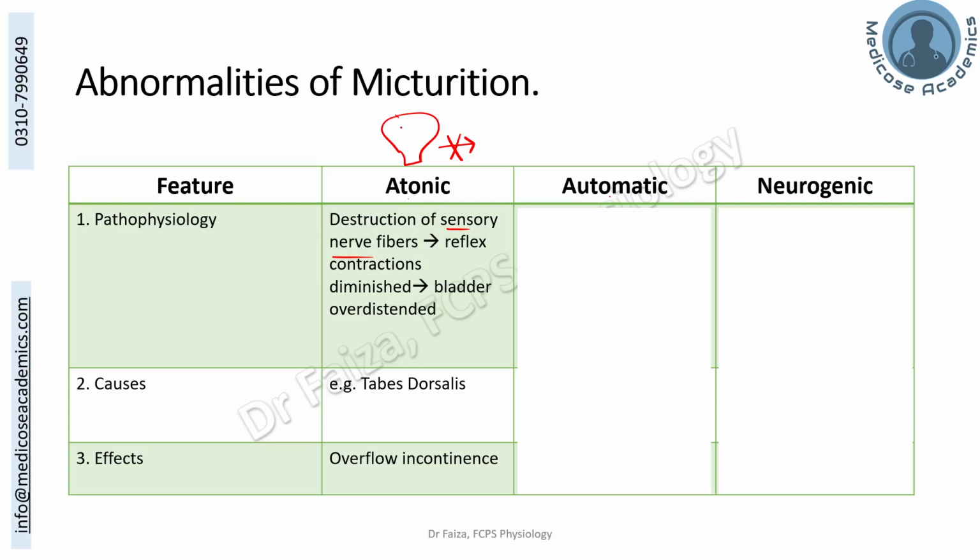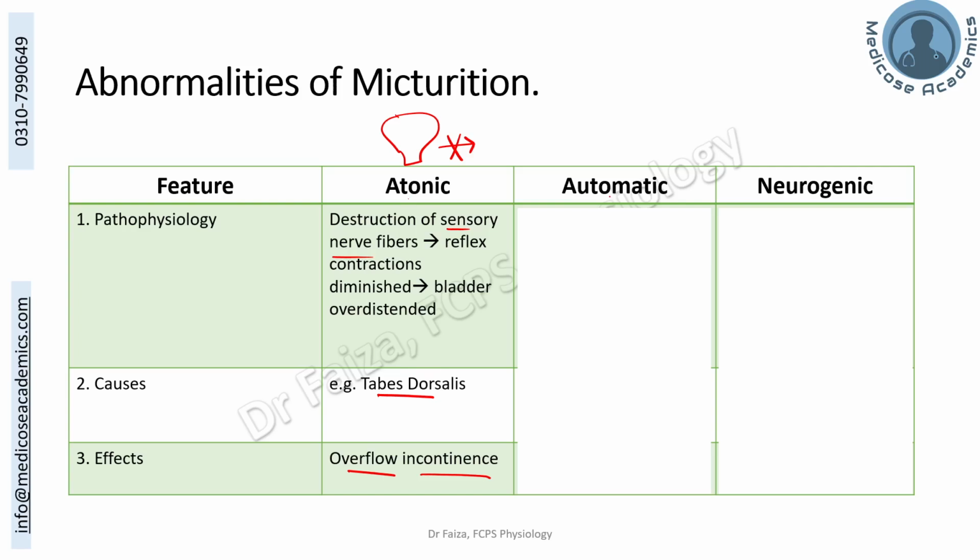Rather, the bladder keeps on filling until there would come a limit after which it will not be capable of holding any more urine and there will be overflow incontinence. So the problem started from the damage to the sensory nerve fibers. Bladder got overdistended, leading to the overflow incontinence. For example, seen in patients of syphilis, and we call this tabes dorsalis, in which the afferent supply of the sacral segment of spinal cord is impaired, and such bladder is also known as tabetic bladder.